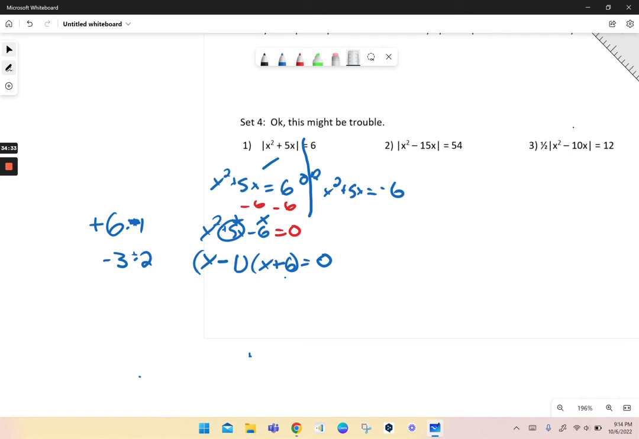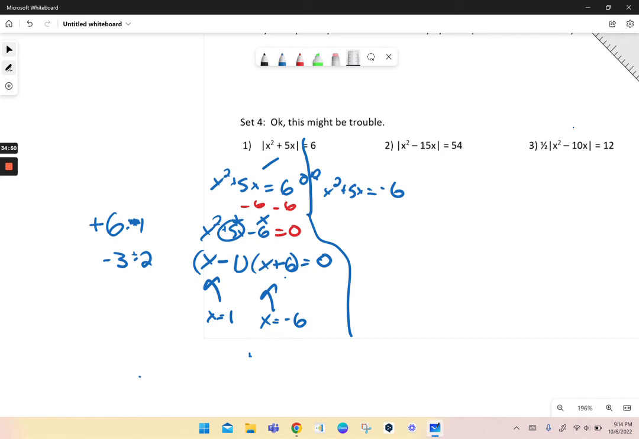6 times negative 1 is negative 6. 6 plus negative 1 is 5. And so the x could equal 1, or the x could equal negative 6. Negative 6 plus 6 is 0. 1 minus 1 is 0. And either way, it will multiply to make 0. That was just one of the two equations.